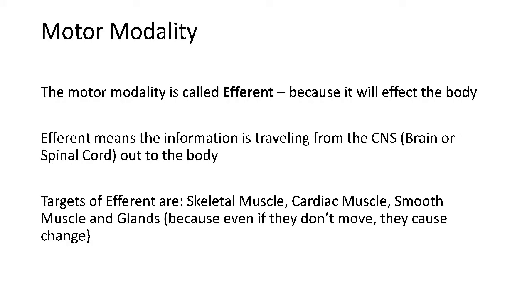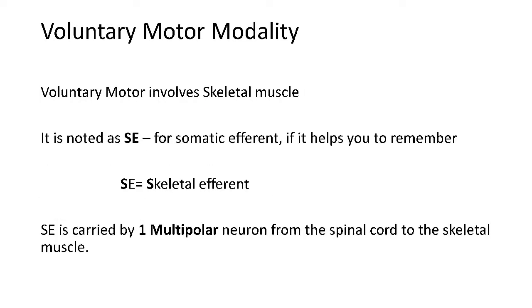Let's look at the motor modality. Motor modality is called efferent because it will cause an effect in the body. We see that this is always information that travels from the brain out to the body, or from the spinal cord out to the body if it's a reflex. But this is something that the brain causes to happen in the body. And whether it's movement of skeletal muscle, change in rate of cardiac muscle, change in rate of smooth muscle, or secretion from the glands, it's still causing change. So glands, even though they don't actually move, it's still called motor. So motor is efferent. And we have two types.